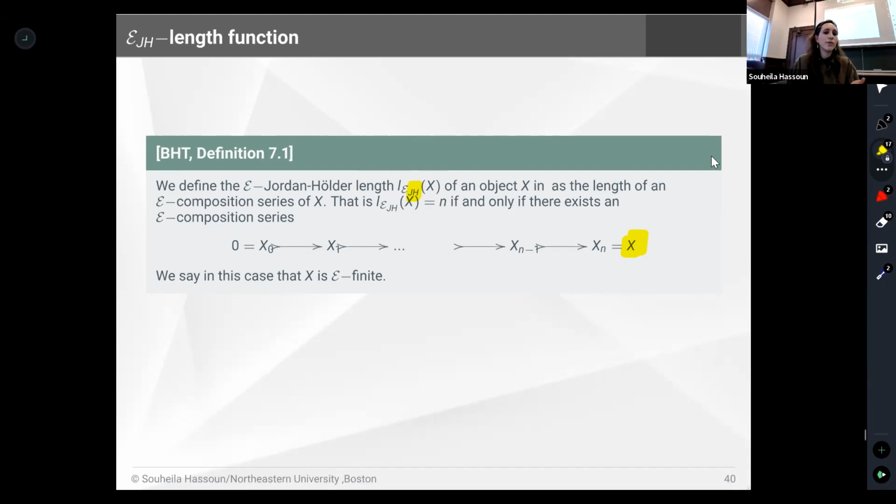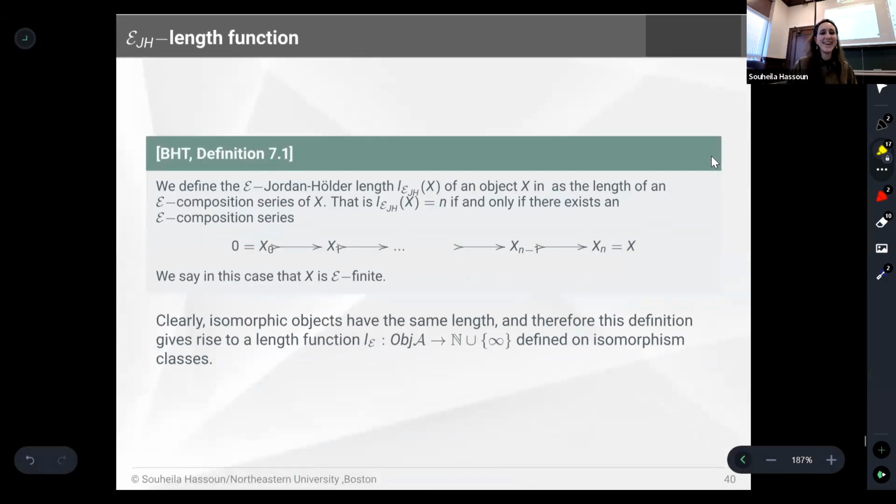Yeah, so that's how we will define the length: the length of an object will be the length of a composition series, where the cokernels will be admissible simples, etc. And we were able to compare the two lengths, but here I will just talk about the nicer one, the nicer length. And so this gives us a function. We take an isomorphism class of an object and we can give it a number if it's finite. So here we're just studying the finite ones. We're also studying the infinite ones, but I'm not ready yet to talk about the infinite.